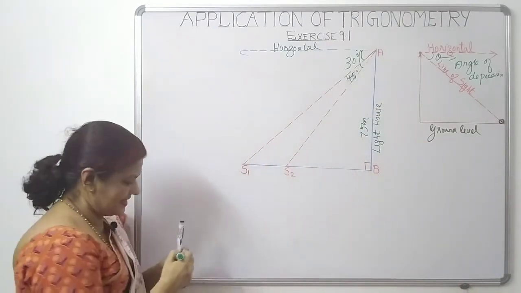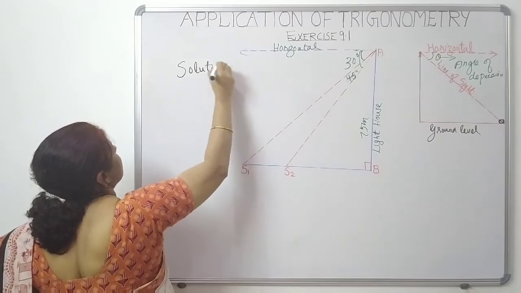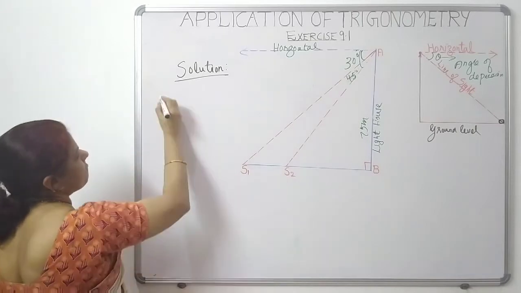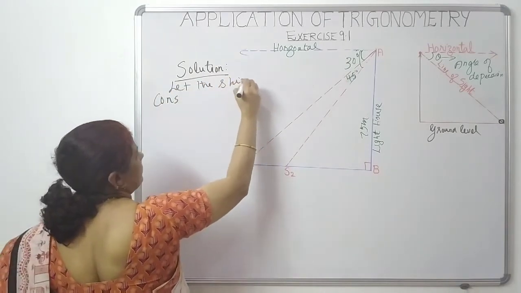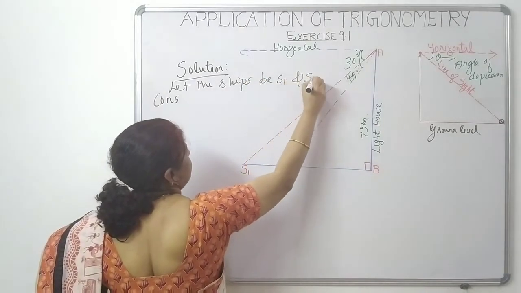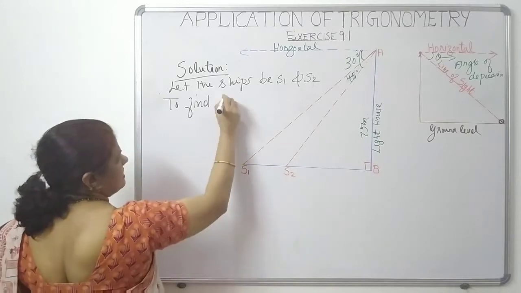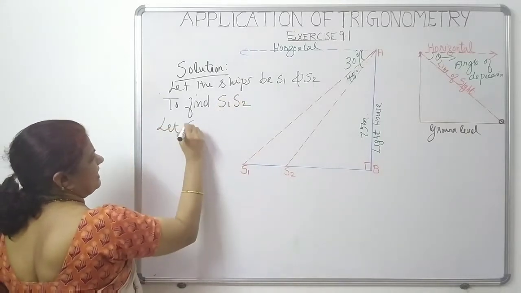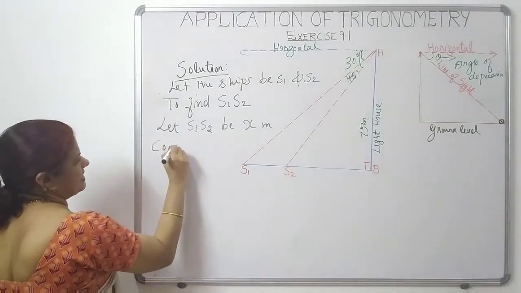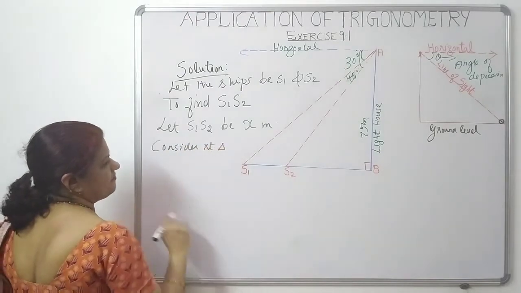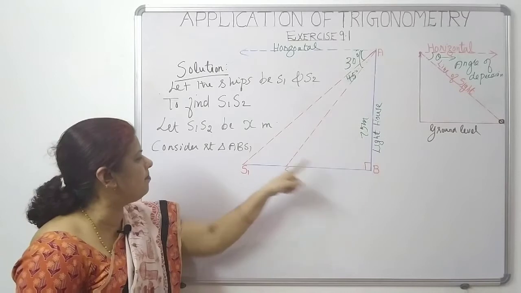Okay, let's do this solution. Always, as I have told, in these cases right triangles are formed, and here first of all let's name the ships. Let the ships be S1 and S2. To find the distance between the ships, that is to find S1S2. Let S1S2 be x meters. Then consider the right triangles. Consider right triangle first ABS1. Consider right triangle ABS1.